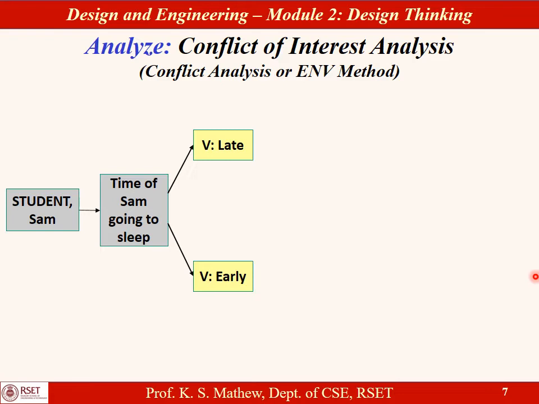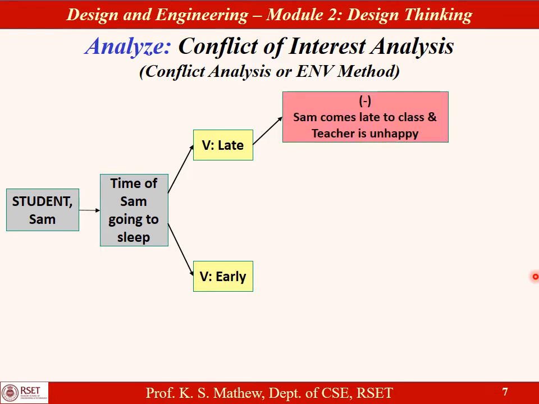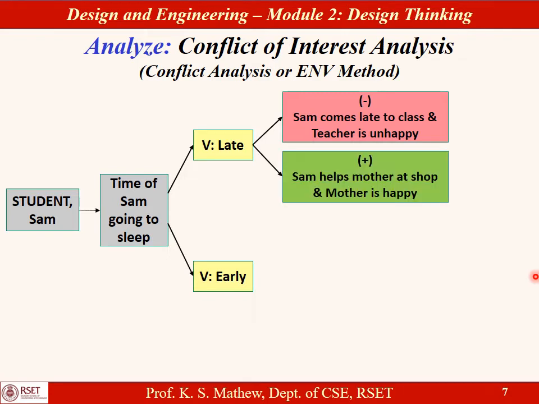So there are 2 scenarios: he goes to sleep late or he goes to sleep early. If he goes to sleep very late, what is going to happen? Sam comes late to class and the teacher is unhappy. If he goes to sleep late, Sam will come to class only late and the teacher will be unhappy. And what is the positive consequence of that? The positive consequence is that Sam helps his mother at the shop and the mother is happy.